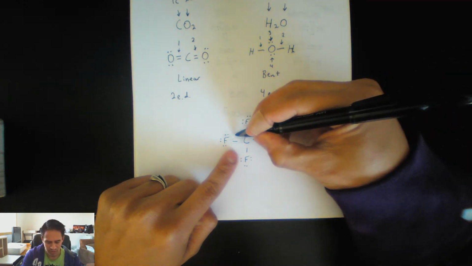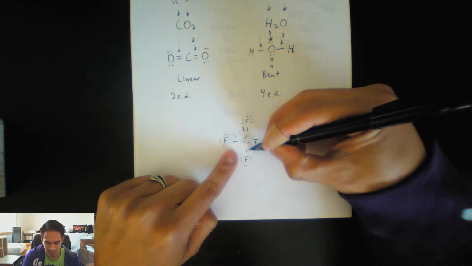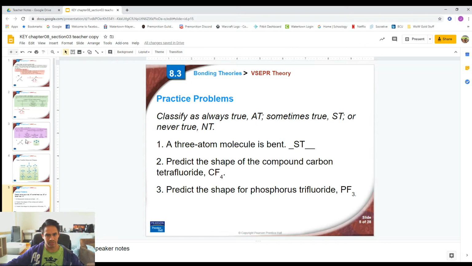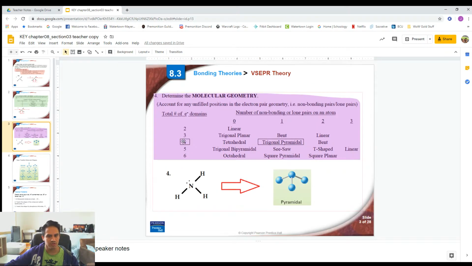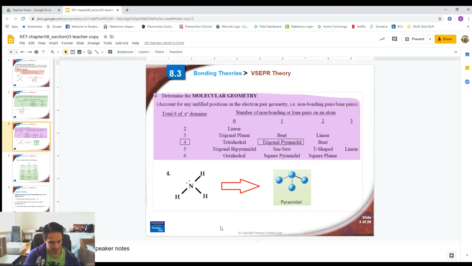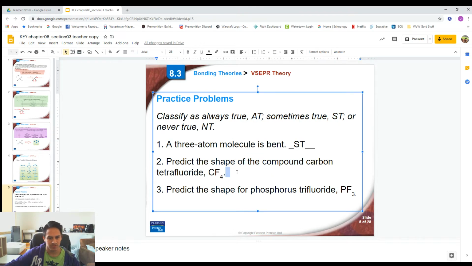So if we count electron domains, we have 1, 2, 3, 4. Okay, so 4 electron domains. Going back to our notes, let's use our chart here. 4 electron domains. Number of lone pairs on the central atom, just to double check one more time, we have 0 lone pairs on that carbon, so that's 0. So total number of electron domains is 4. 0 lone pairs on the central atom. That gives us a tetrahedral shape. So for this one, number 2, this would be tetrahedral.